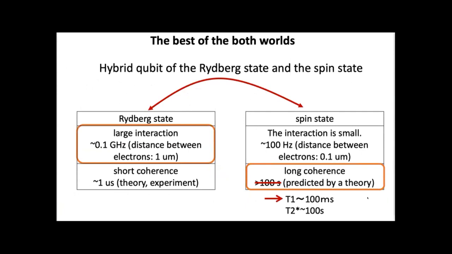I understand that. Okay, sometimes it happens. It depends on the physical system. In our system, T2 can be longer than T1. Before introducing the interaction between the Rydberg state and spin state, both T1 and T2 are 100 seconds, but due to the interaction between the Rydberg state and spin state, T2 star stayed 100 seconds, but T1 is reduced to 100 milliseconds. Is it okay?